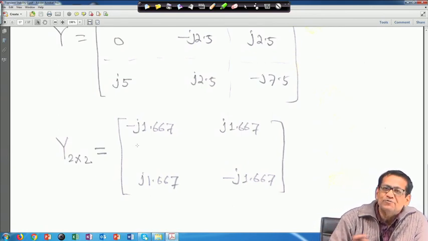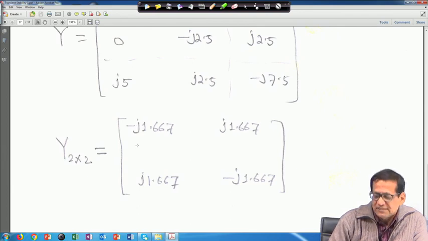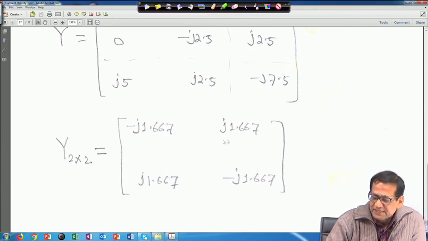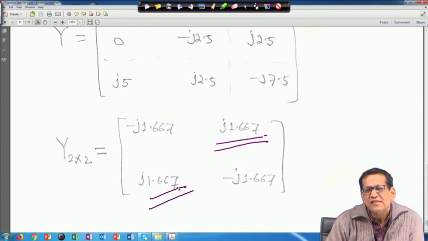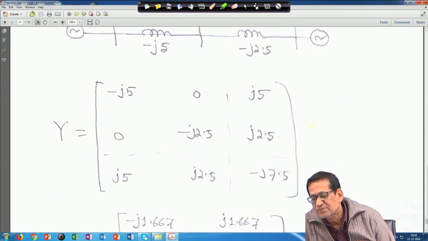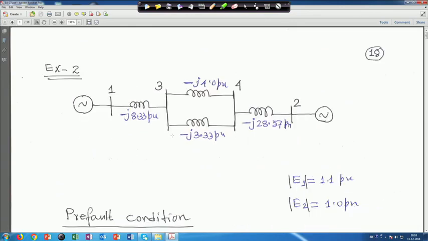I showed the calculations only for the first one, the pre-fault case, but this one you can easily do, and it will be a symmetric matrix. If you do not get a symmetric matrix, then somewhere you might have done wrong calculations, right. Generally it is a symmetric matrix. So, we will go to another example, just hold on. We will take another example.